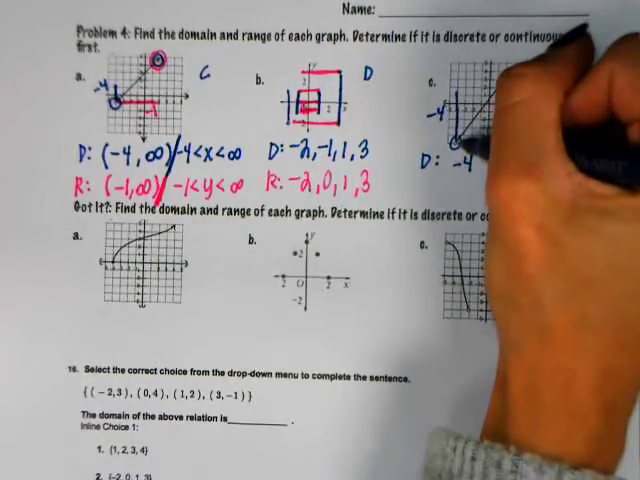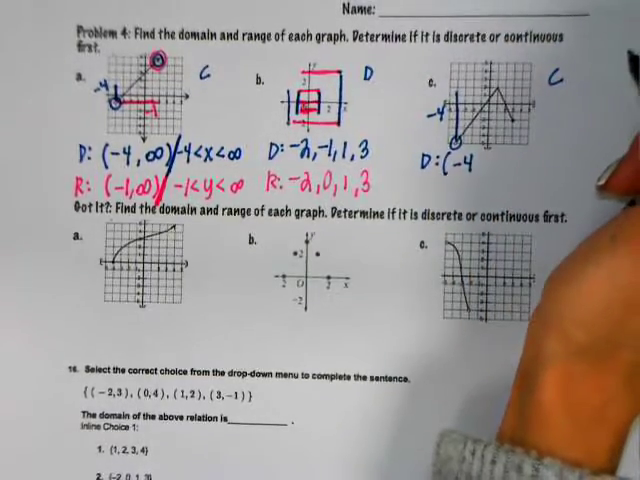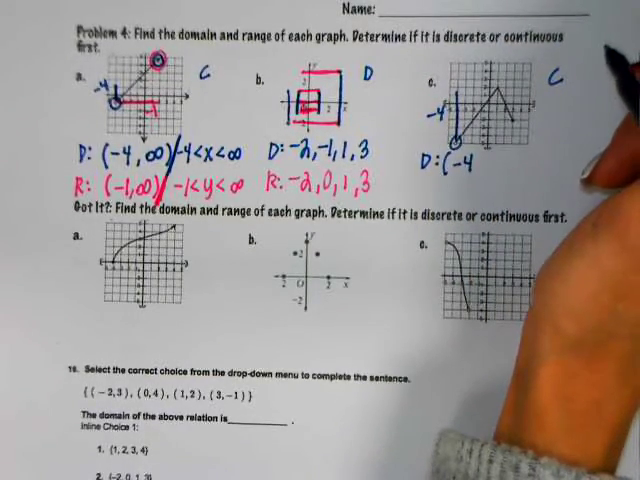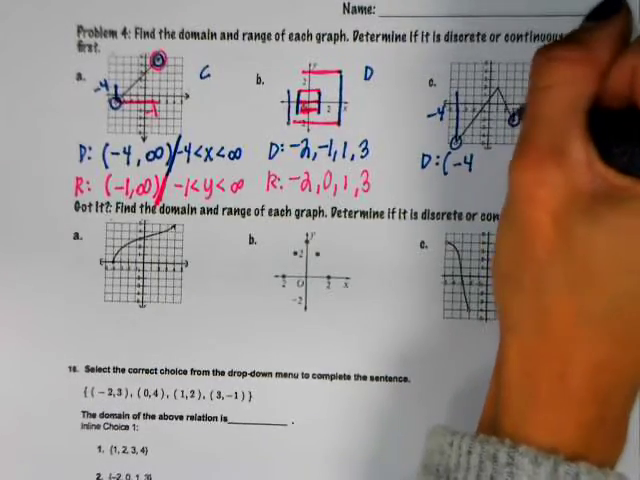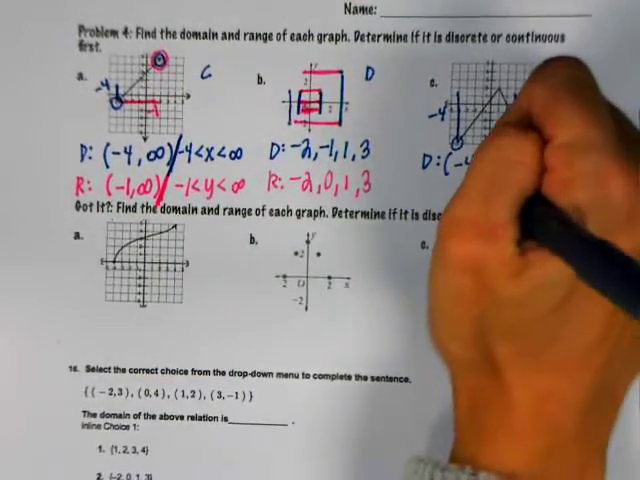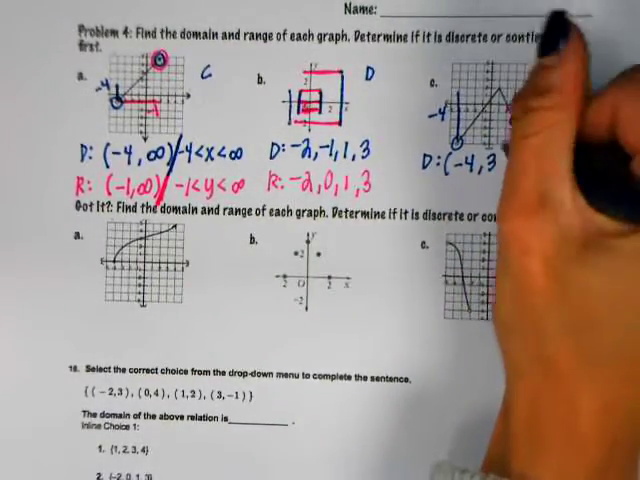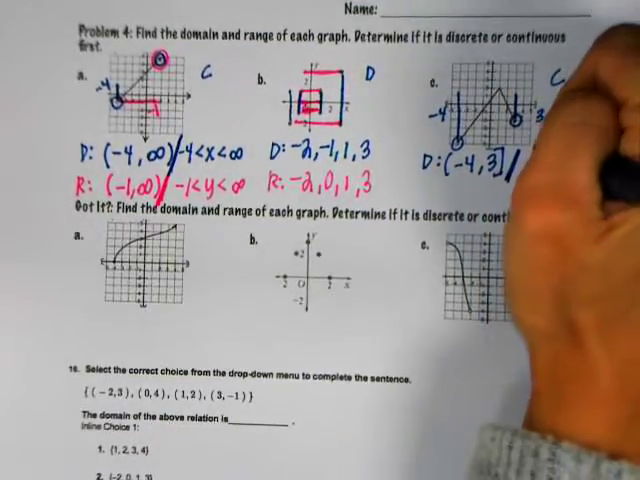And it's an open dot, so do I use parentheses or brackets? Parentheses. Yep. And all the way to the right is this point right here. What x is that at? 3. And that one is a closed dot, so what would I use? Bracket, yeah. Or you could write it like this.